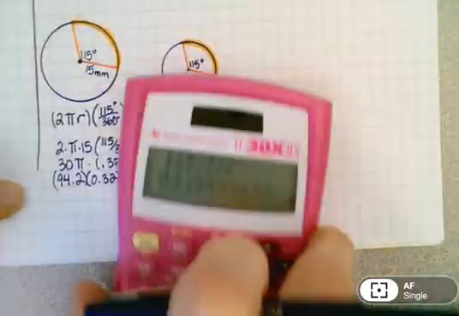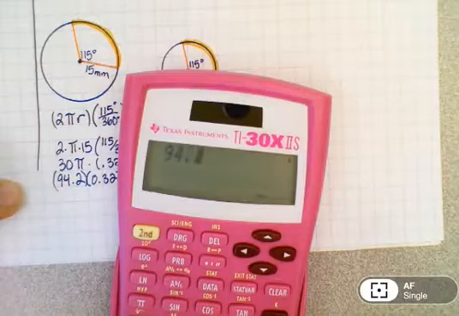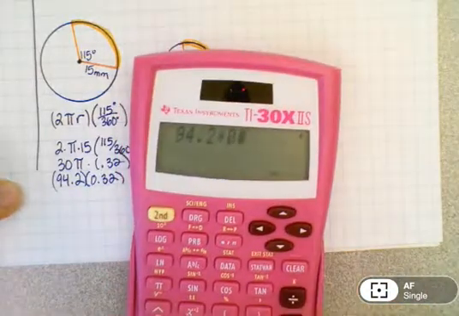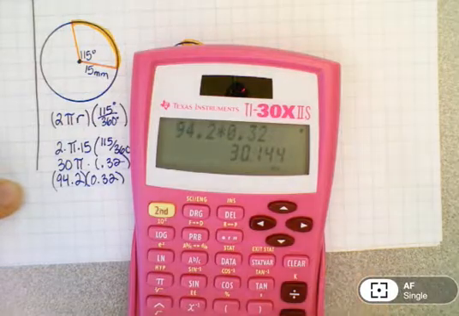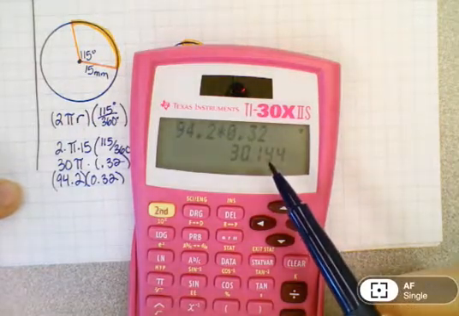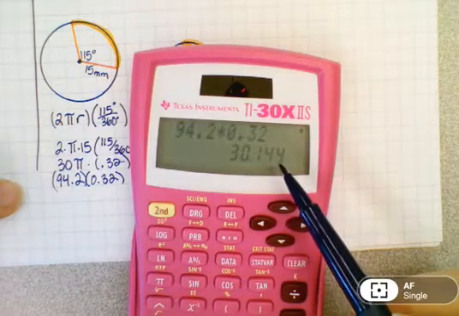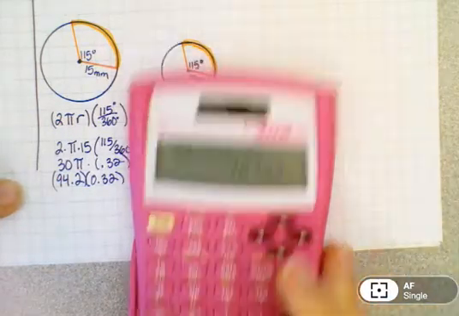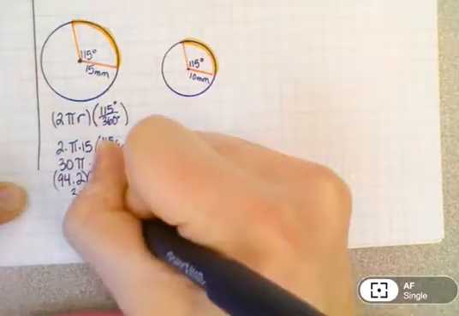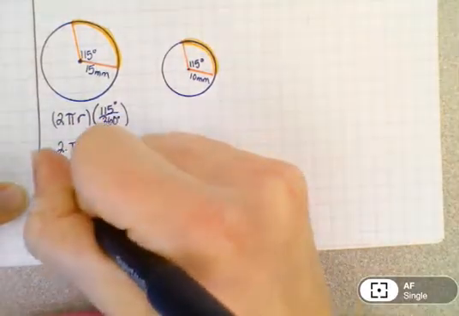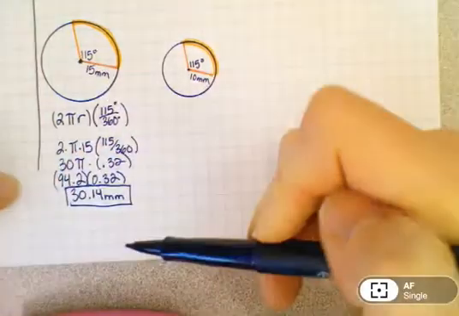So I've got to do 94.2 times 0.32. That's 30.144. Again, I'll round to the nearest hundredths place. So I've got 0.14, looking next door. Since that's less than 5, I'm just going to leave the 0.14 alone. So 30.14 millimeters.